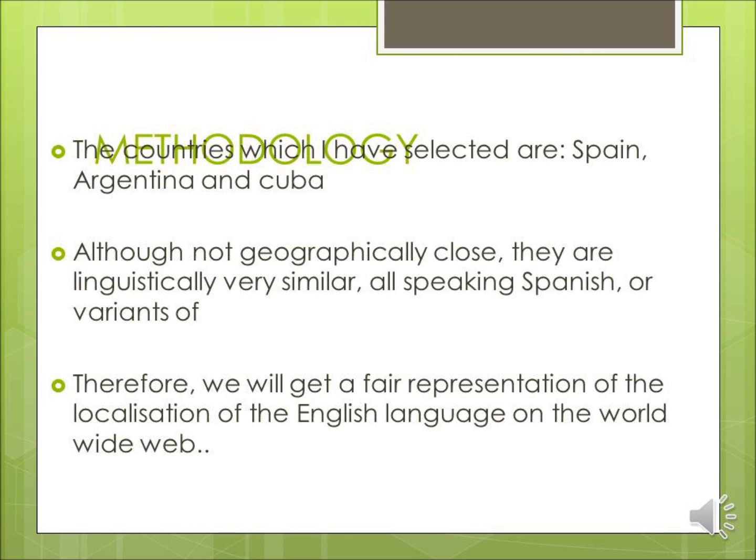Okay, so the countries I've selected are Spain, Argentina and Cuba, and although they're not geographically very close, they're linguistically very similar, which is the important thing, and they're all speaking Spanish or variants of it. Therefore, I'm hoping that will give us a fair representation of the localization of the English language in Spanish-speaking web pages.